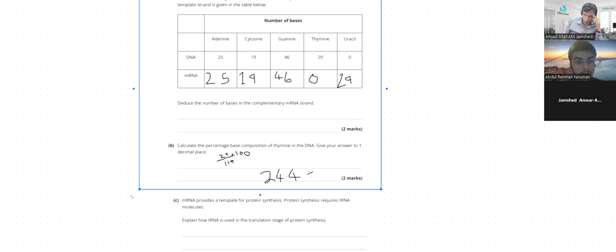So what you need to talk about is the translation process, how transfer RNA is used in the translation stage of protein synthesis. First, you can talk about how each transfer RNA molecule carries a specific amino acid.